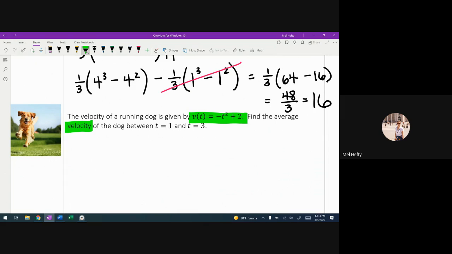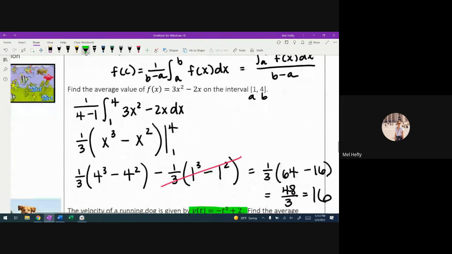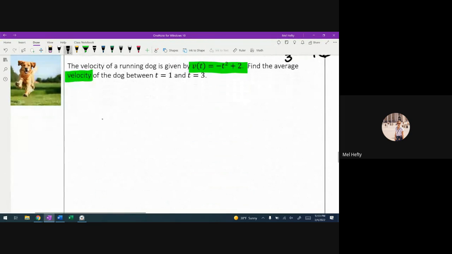Our interval is going to be 1 to 3. And here, we can't use an average rate of change, because if I used an average rate of change, like f of b minus f of a over b minus a, I'd be getting average acceleration. I'd be finding the rate of change of that. So I want to find the average value of a function I already have. That is why I'm about to use this kind of formula that we have here.